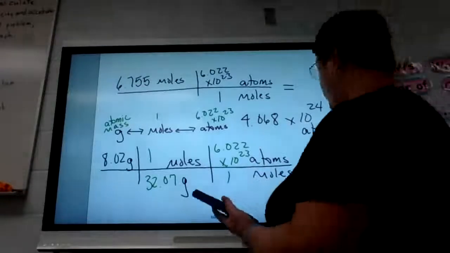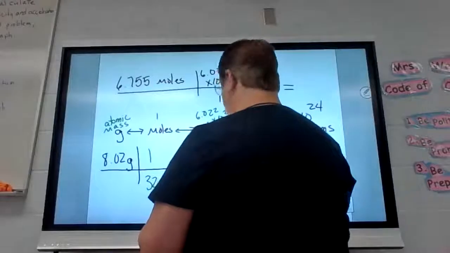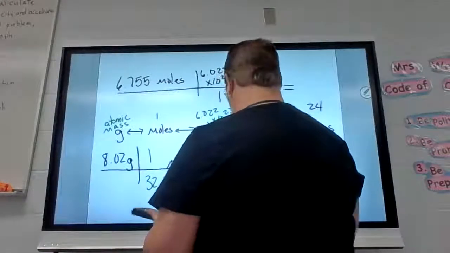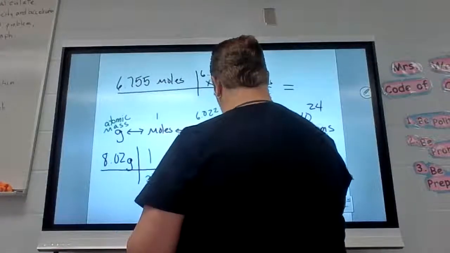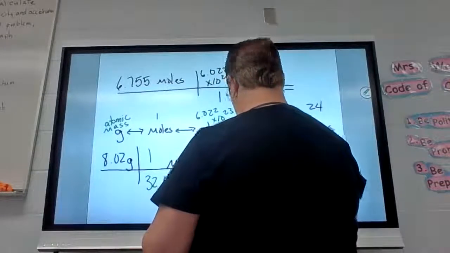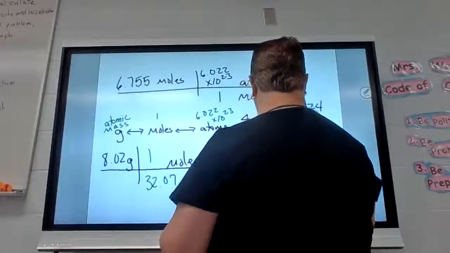All right, so I get 1.50. So I need 3 significant digits. I could round it up to a 1 because I got a 5 there. Times 10 to the 23rd atoms.